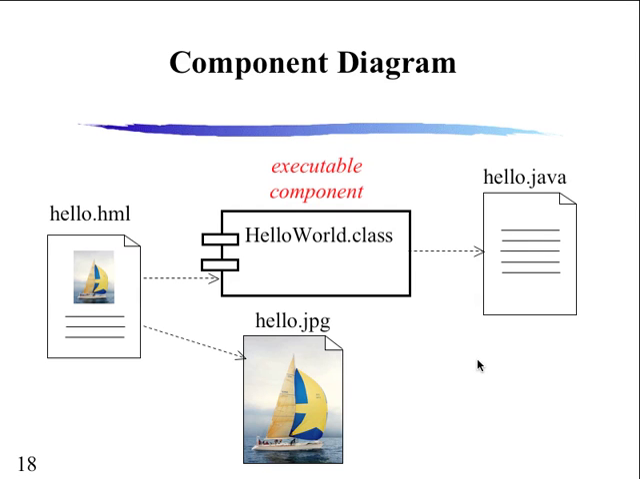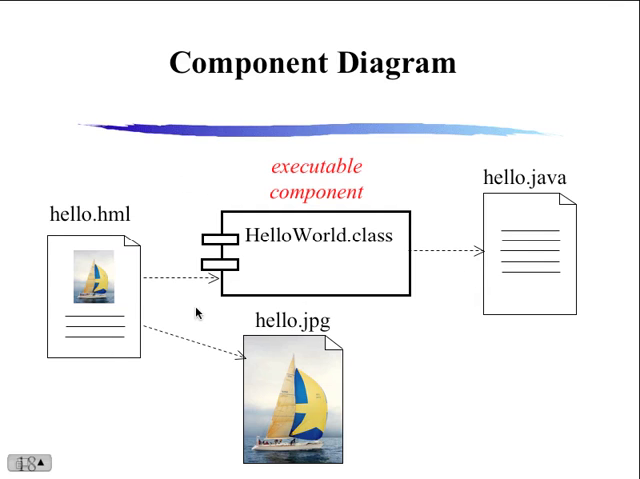So, here's an example of a component diagram. This is a high-level diagram. This is Hello World. So we have the Hello World HTML page. It's an applet for the Hello World HTML page, and we've got the class that was written from the source code, and we've got a picture that shows up. This is Hello World with a graphic picture on it.